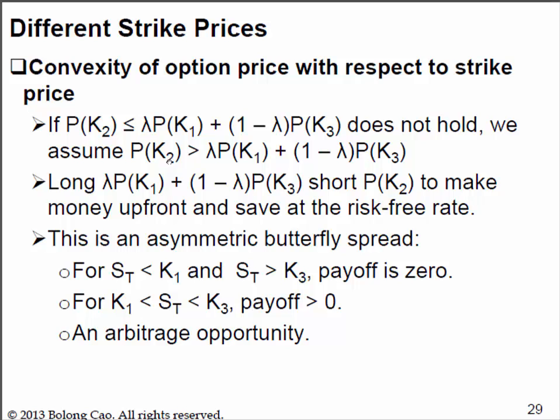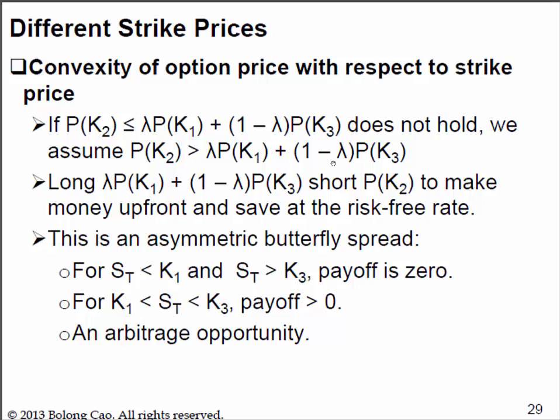So what do we do? If this is the higher one, this is the lower one, we certainly buy low, sell high. We buy the weighted average of the different strike premiums and sell the middle strike premium. And we know when we are doing that, we assume the middle strike premium is higher than the weighted average of the two high strike, low strike premiums.